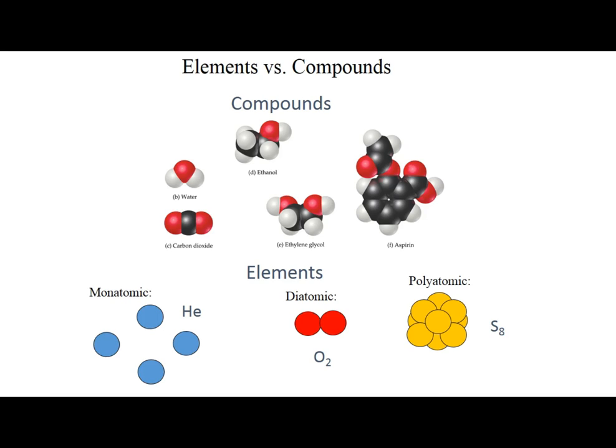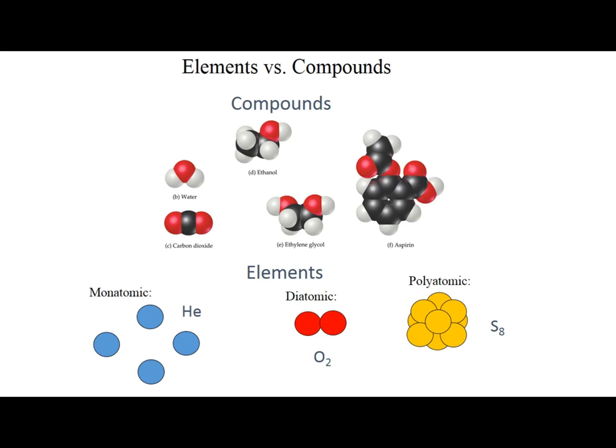The very bottom are some examples of elements. We have some monatomic elements like helium. Monatomic means they're single atom. We have some elements that prefer to exist in a diatomic form like O2. And some are polyatomic, so there might be multiple atoms attached to each other, like S8. But all 3 of these at the bottom are elements because there's only one element present.